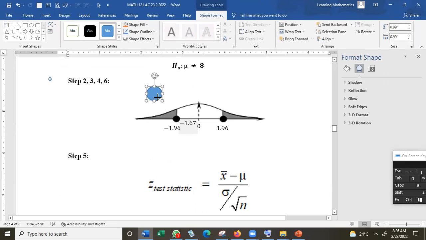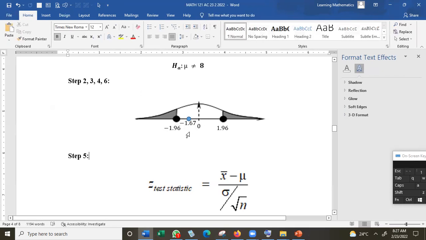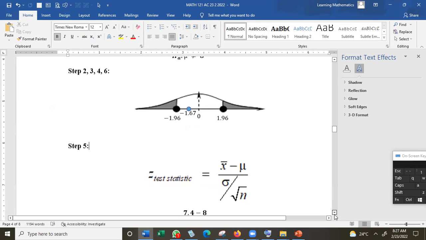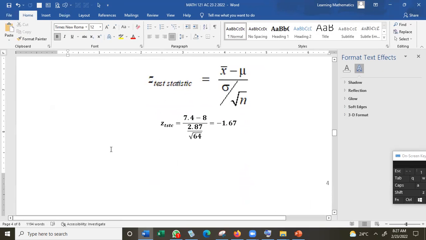As you can see, the test statistic is not in the critical region. There it is, right there, just to put the point to indicate anywhere around there, because negative 1.67 is closer to 0 than negative 1.96. Negative 1.96 is the critical value, the critical point, and the test statistic is between negative 1.96 and 0 in the unshaded region.